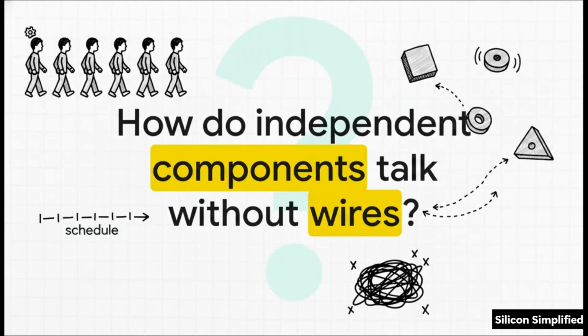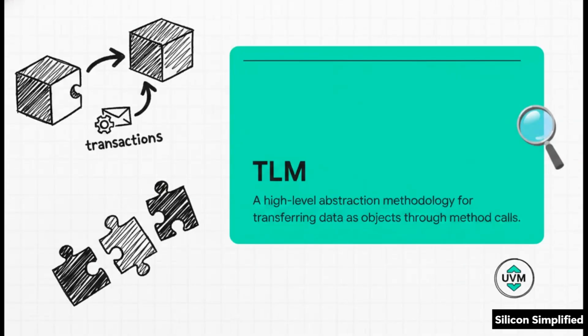Okay, so we've got our workers, and they are all perfectly synchronized on this strict schedule. But let me ask you this. How do all these completely independent components actually talk to each other without creating this chaotic, messy web of hardwired connections? Well, the answer is TLM, or transaction-level modeling.